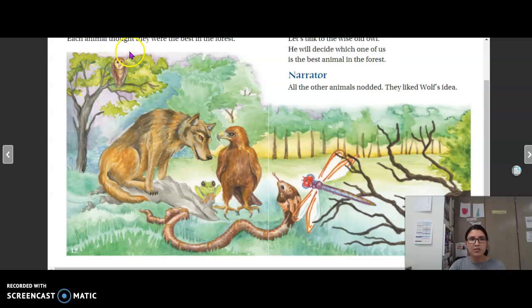Now look, here's the wise old owl right here. Do you think the wise old owl was in the tree the whole time watching? Thumbs up for yes, thumbs down for no. Let's continue to read this drama to find out.